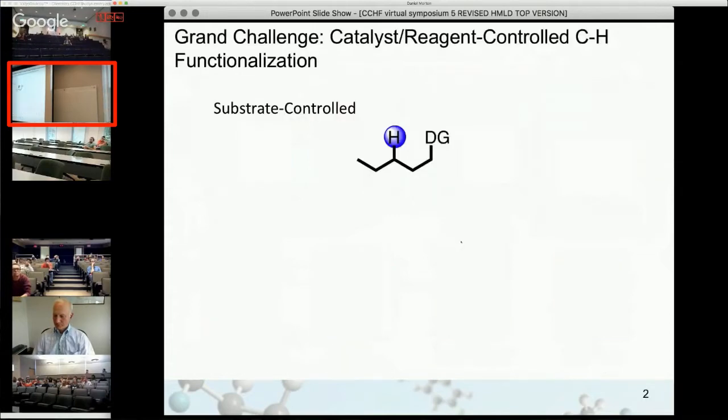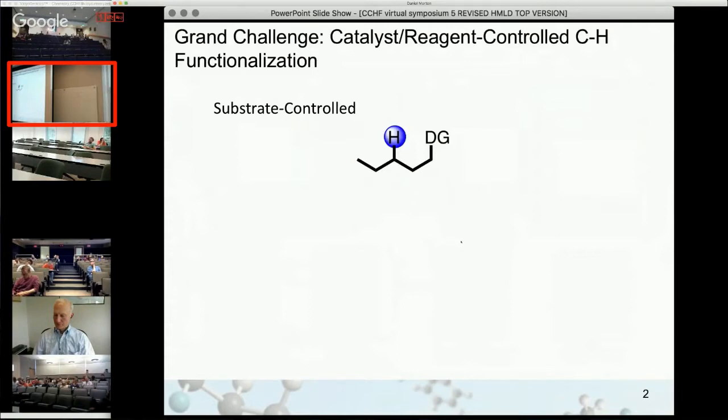So the idea is, a lot of people, of course, are thinking about selectivity in terms of CH functionalization. And by far the most established approach to do this is to do substrate-controlled CH functionalization. In other words, you have a directing group on your molecule that will coordinate to the metal and then be well placed to activate a specific CH bond.